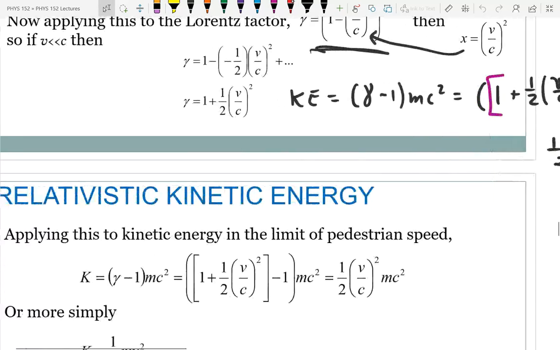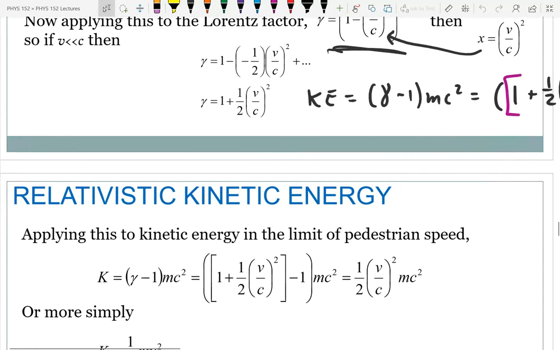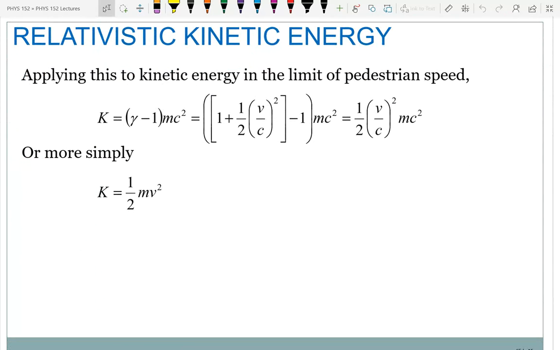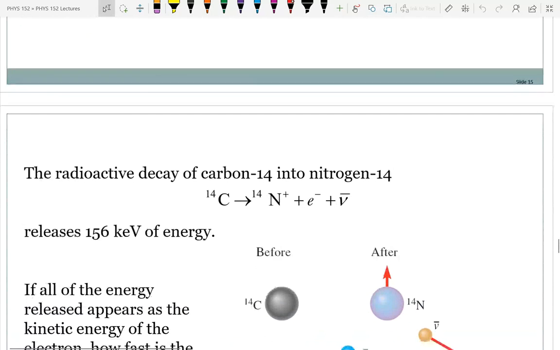That's important for our physics. We do not want our physics theories to be at odds with each other, to disagree. So it's important that we can show, yes, they do agree that kinetic energy is 1/2 mv squared at slow speeds.